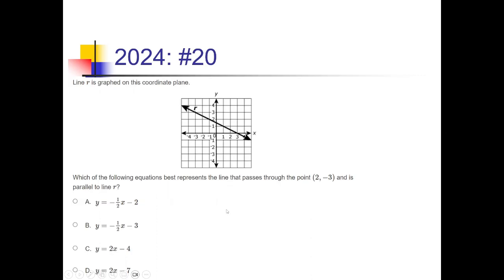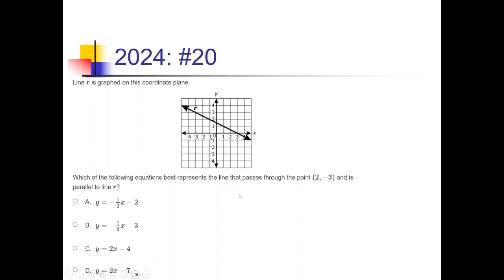For this problem, they're asking which of the following equations represents a line that passes through the point (2, -3) and is parallel to this line represented in the graph up here. So be very careful. They are not asking for the equation of this line up here. They're just saying, hey, there's another line that's parallel to this one and goes through this other point. What is its equation? So I think we're going to use point-slope to initially write the equation of the line, because they're giving us a point here that is not the y-intercept.